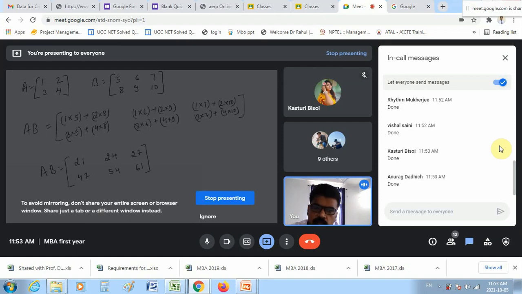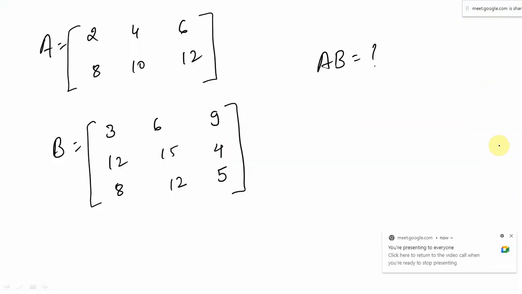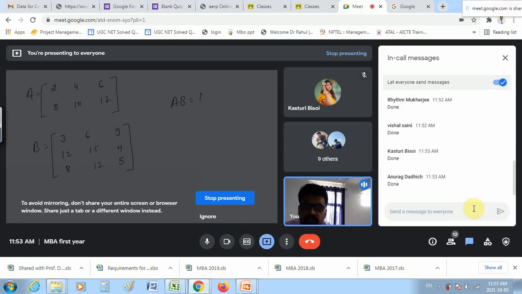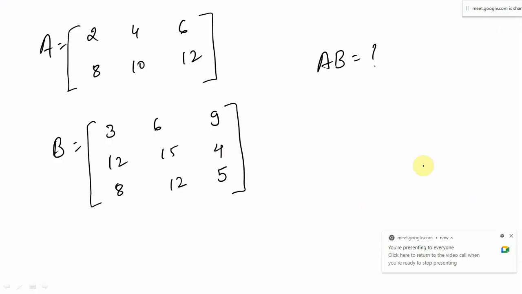So let us check. I'll be asking the different elements of the resulting matrix AB, and then we'll be cross-checking whether everyone is getting it or not, and if there is any problem, then I'll solve it. Okay, so what is the order of AB? The AB matrix which you have got, what is the order of that? 2 cross 3. Okay, the order will be 2 cross 3.